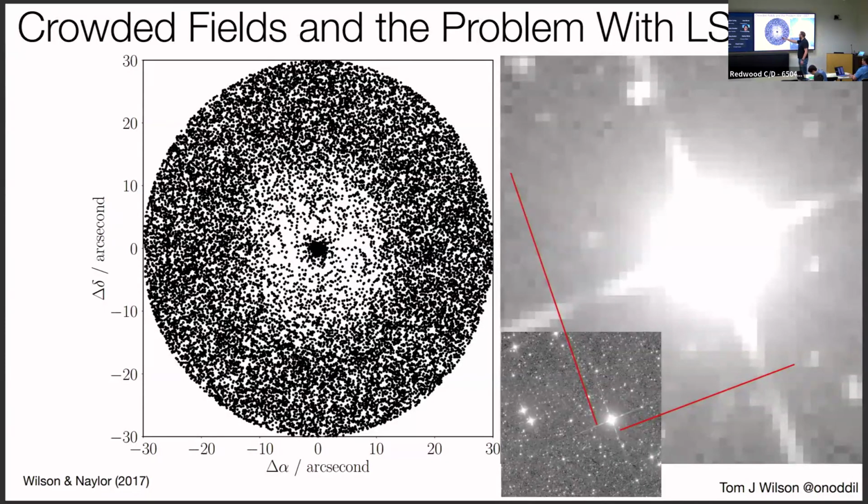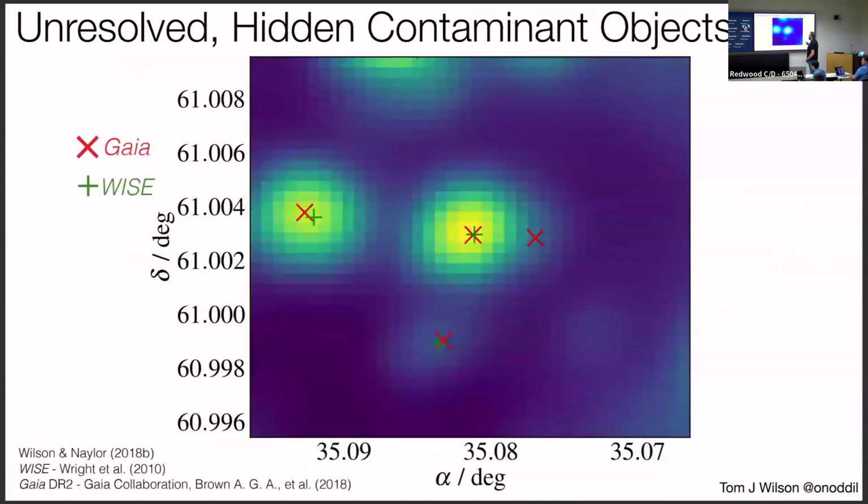What happens is the objects that are here are hidden by this very bright object that's in front of it, and they get absorbed into the measurement of the brighter source. What you are actually measuring is the brightness of two objects. You've now got a composite object which contains a hidden, unresolved contaminant source.